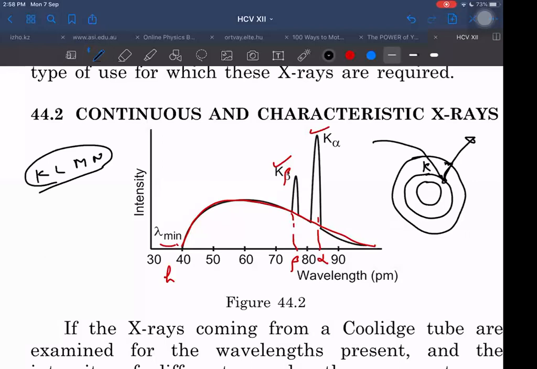How can it go to L shell? In L shell the electrons are already occupied. So if some electron coming from outside hits the target and removes the K shell electron and makes it escape to infinity, then one vacancy is created in the K shell. Then some electron will jump from L to K shell to fill that vacancy, and when it does, we get the corresponding photon, which we call K alpha.